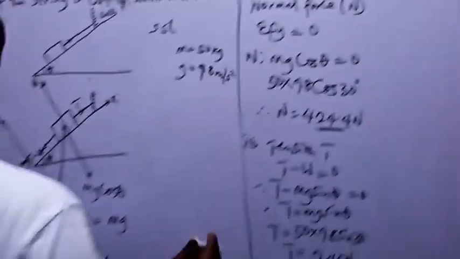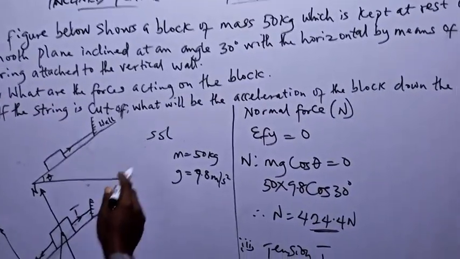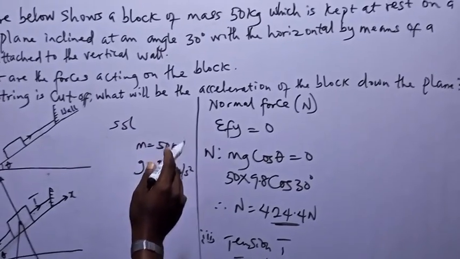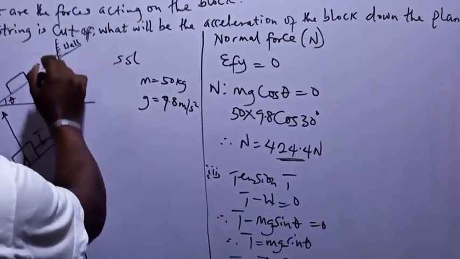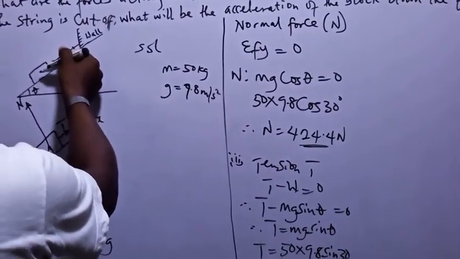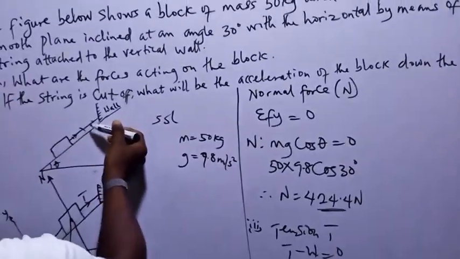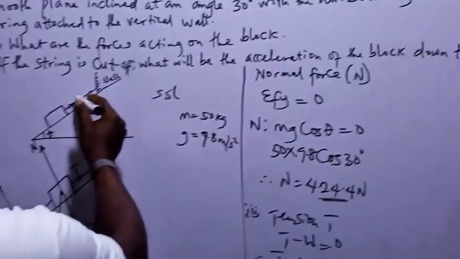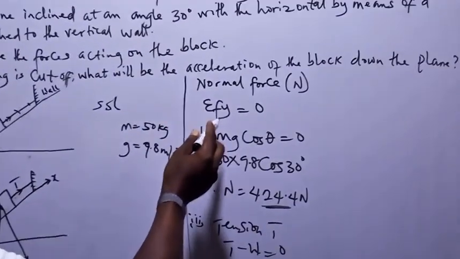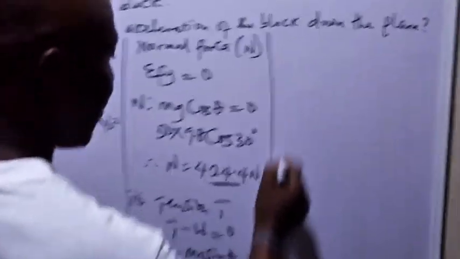Now, let's check the B part. If the string is cut off, what will be the acceleration of the block down the plane? If the string is cut off, either here or any place, and the block is sliding down, remember this string is holding the block to the wall and causing tension. Now if the string is finally cut off, what will be the acceleration of the block down the plane? Let's see how that goes.